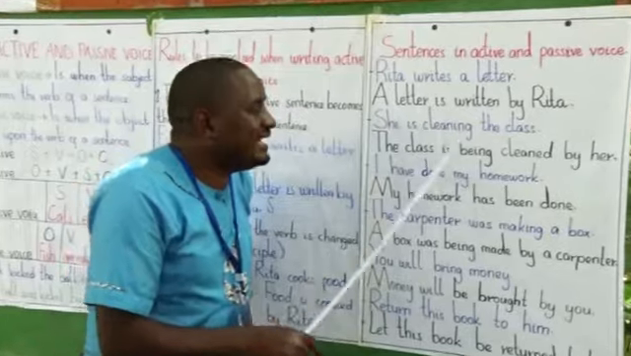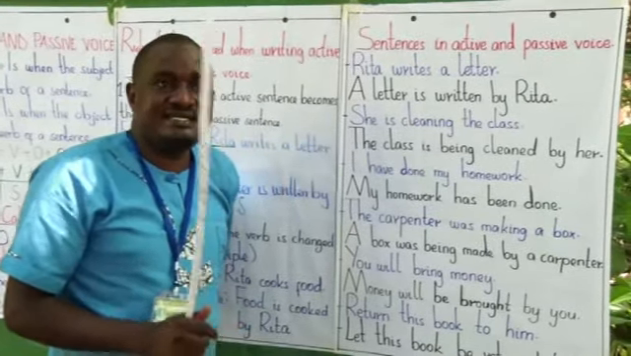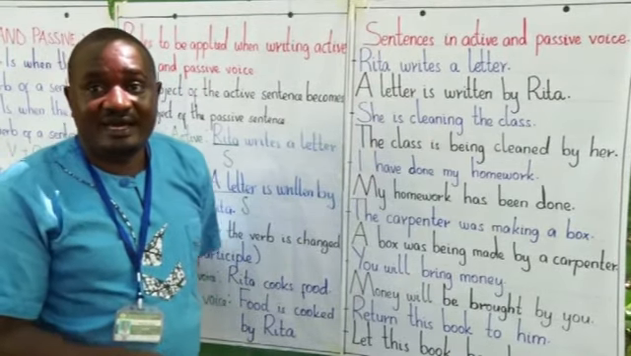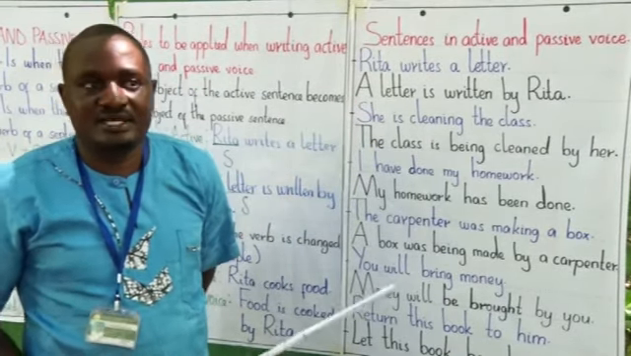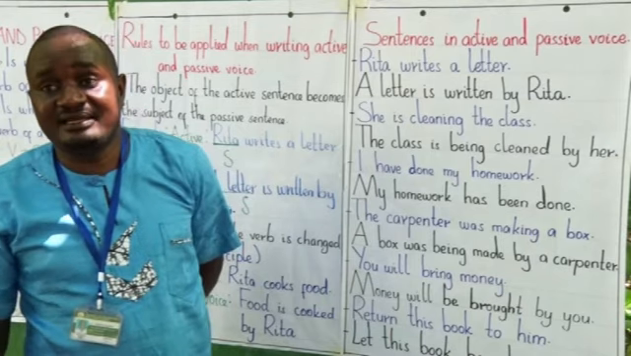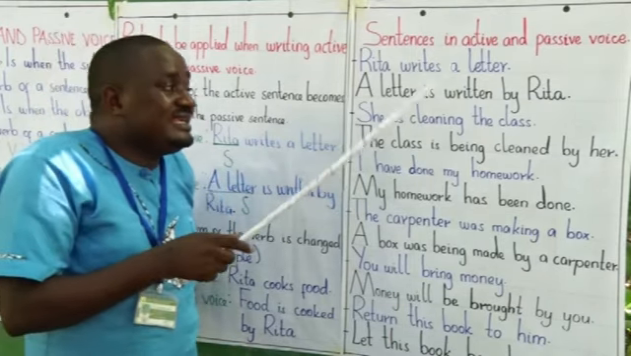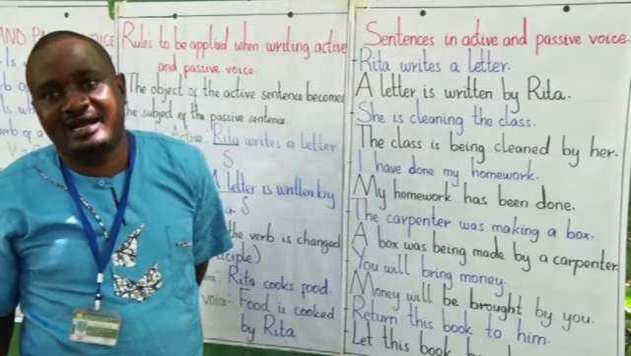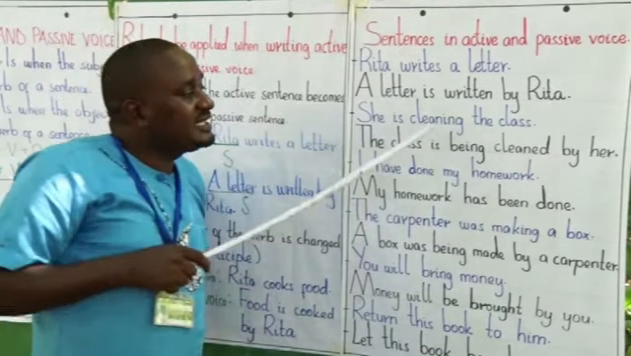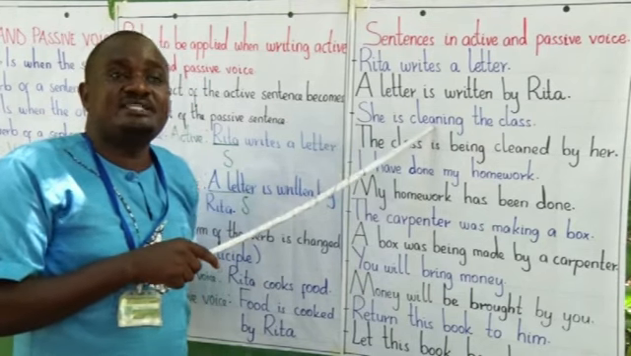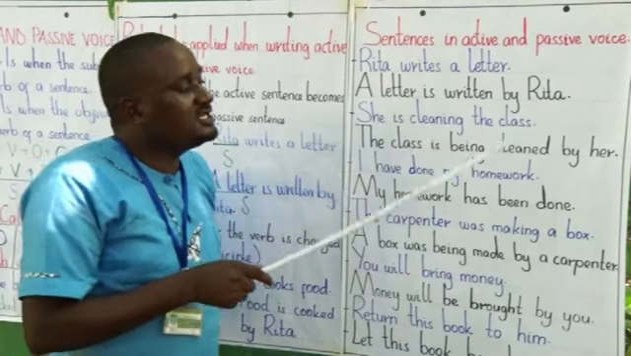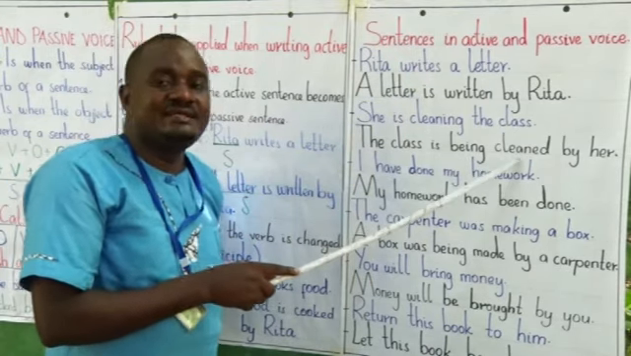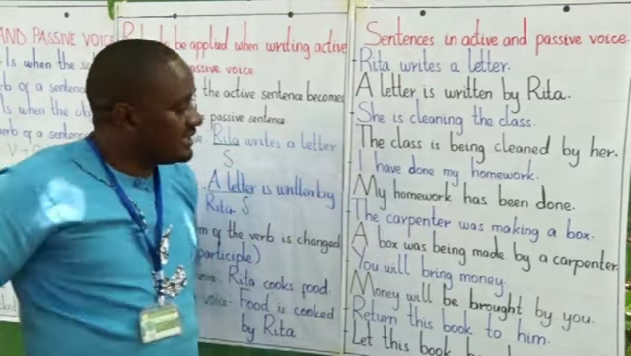She is cleaning the class. We can say Fatuma is cleaning the class, or you can say Gladness is cleaning the class. Then, the class is being cleaned by her. This cleaning is in present continuous tense, then it changes to past participle, that is cleaned. The class is being cleaned by her.